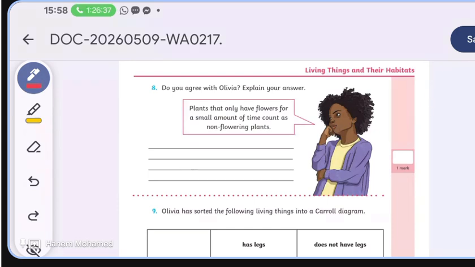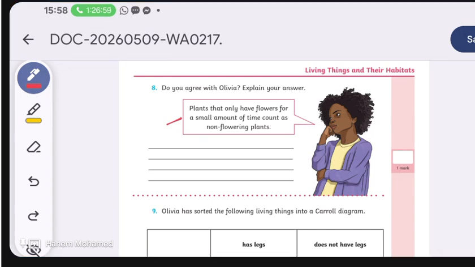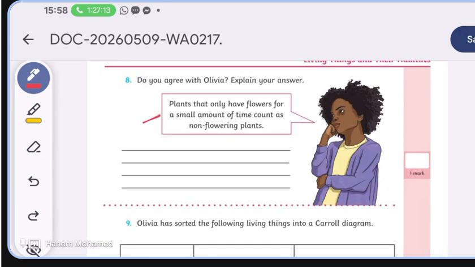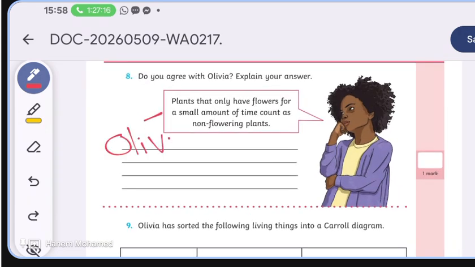Number 8. So Farida, do you agree with Olivia? Explain your answer. She said, plants that only have flowers for a small amount of time count as non-flowering plants. So she said plants that have flowers for a small amount of time are non-flowering, or are they still flowering plants? Because in a short time, maybe the flowers change into fruits. So it's okay to have flowers for a short time because they change into fruits, right? So we said Olivia is incorrect.